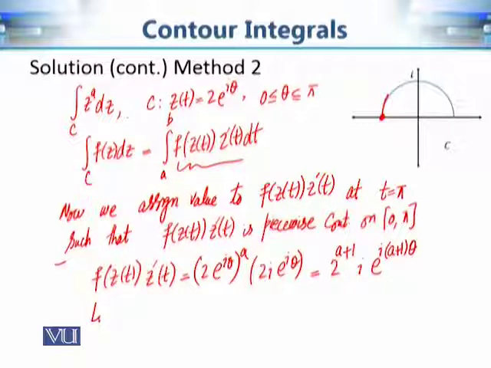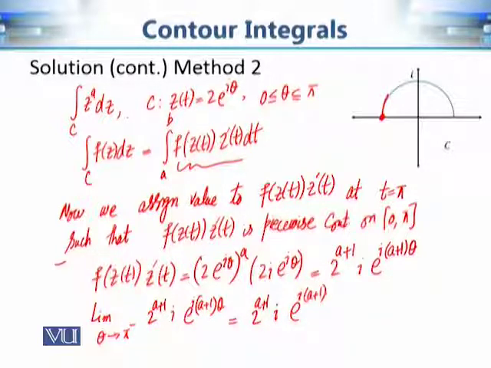So we calculate this left hand limit where theta approaches pi minus, from values less than pi, and we calculate this limit 2 raised to power a plus 1 iota and e raised to power iota a plus 1 theta. So if we calculate this limit, then we easily see that the value is 2 raised to power a plus 1 iota e raised to power iota a plus 1 pi.